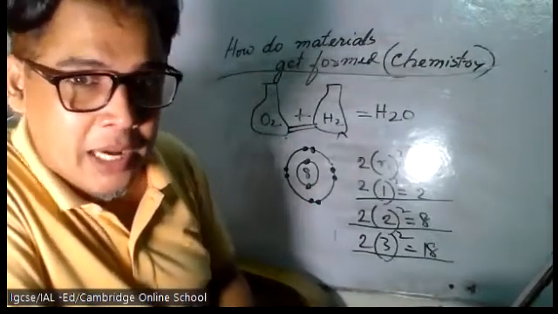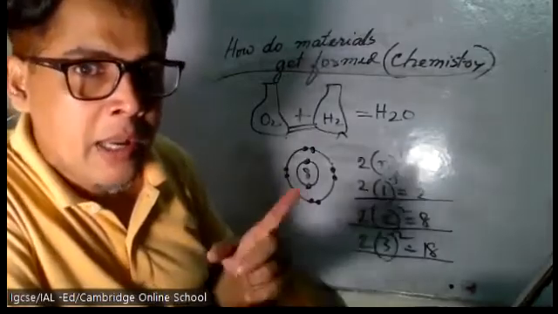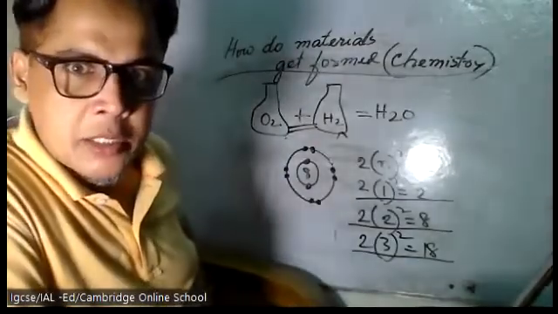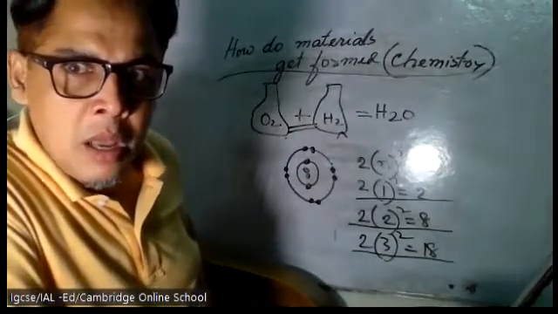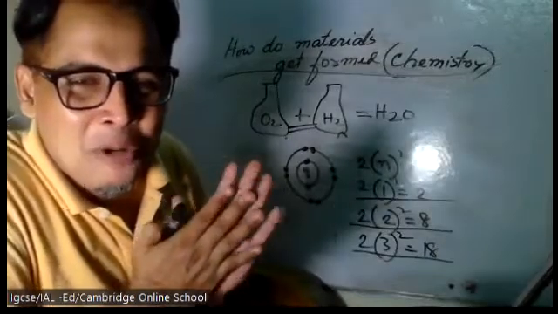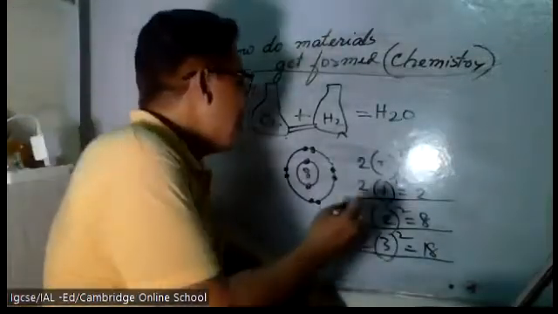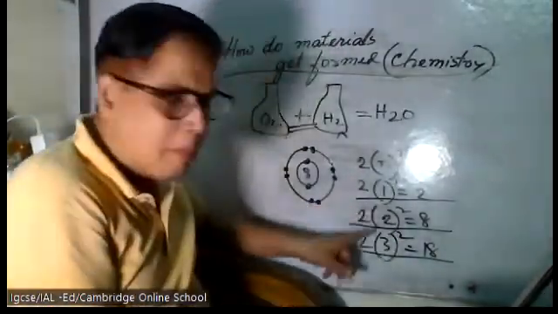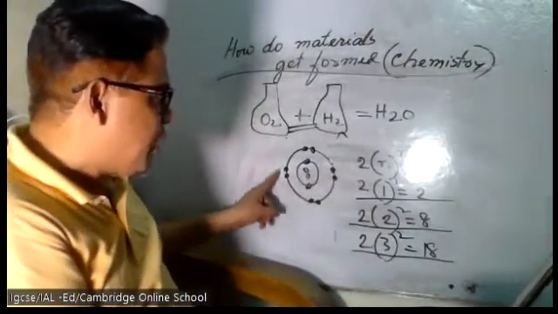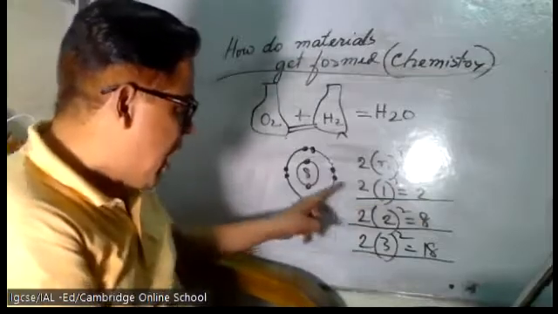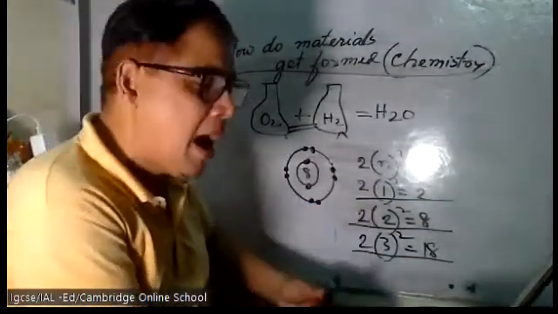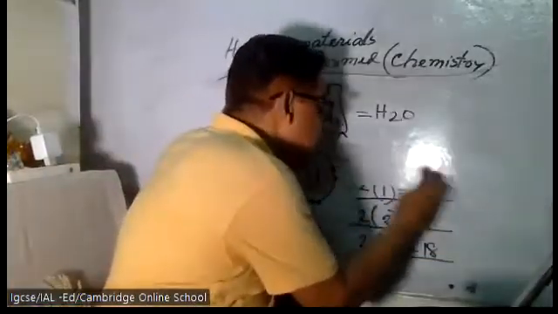Oxygen is warning hydrogen, hey, you know, in my outer shell there are 6 electrons. What is your condition? Oh, sorry, sir. In my outer shell, there is one. This is the way of decorating: the first shell 2, the second shell 8, the third shell 18. This is the mechanism. Okay, Baba? Yes, sir.